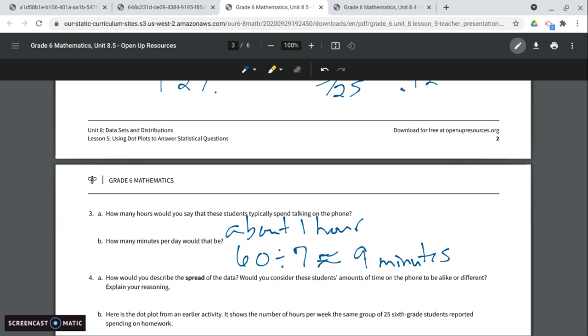For 4, how would you describe the spread of the data? Would you consider the student's amount of time on the phone to be alike or different? The spread is pretty small. We're just going from 0 to 3. So small spread, 0 to 3. They're very alike in their amounts of time.